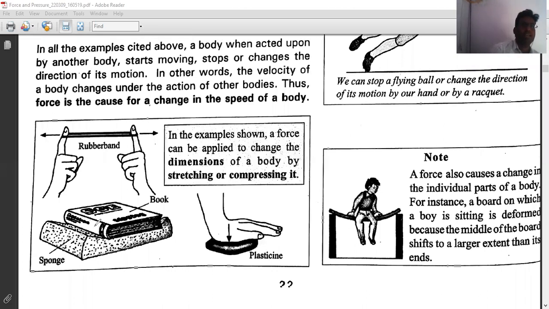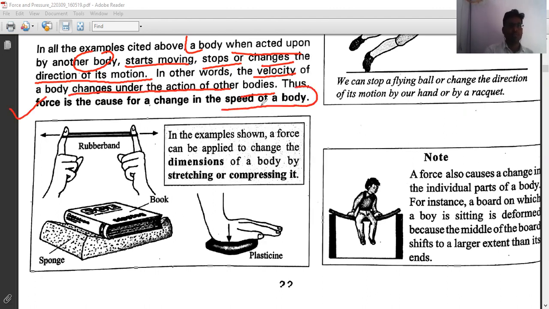So in all the cases, what we have done is that a body, when acted upon by another body, starts moving, stops, or changes the direction of its motion. In other words, the velocity of a body changes under the action of another body. Thus force is the cause of the change in the speed of the body.